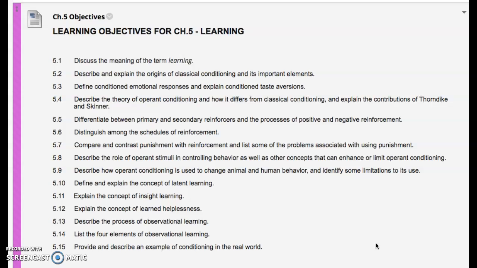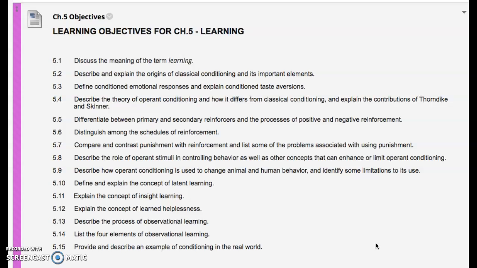And so then we're going to take all of that and contrast it with punishment. How is it different from punishment? And what are some of the problems associated with using punishment as a guide for learning? Is it effective? Is it not effective? And why?